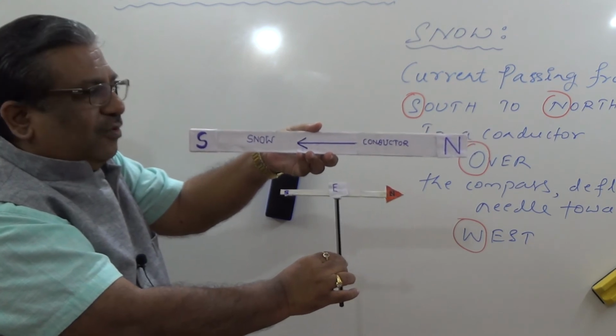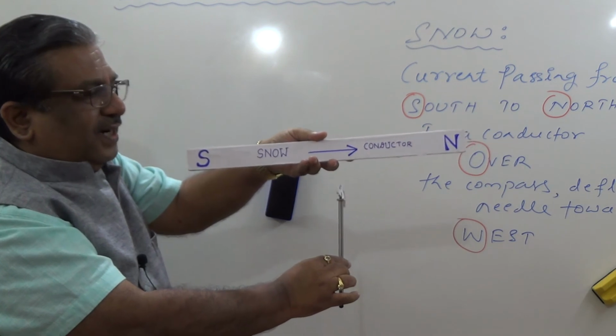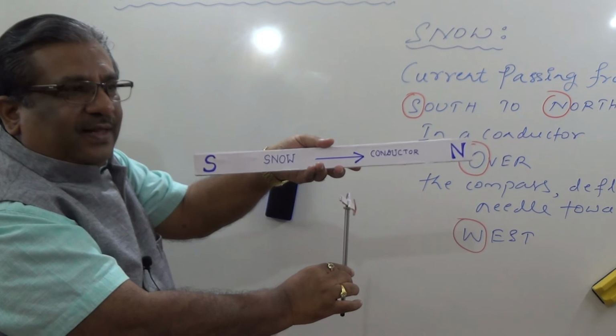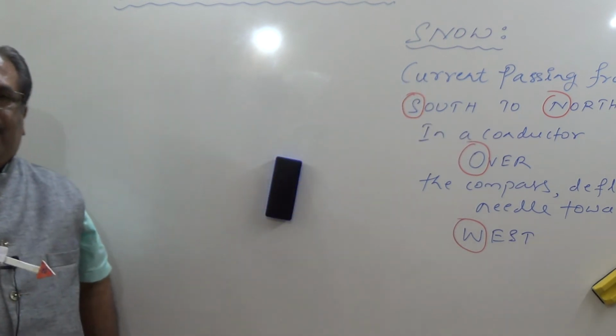Switch off, it goes back. Once again, change the direction of the current. It will get deflected away from you towards the west. And this is how the deflection is taking place. I hope you have understood.